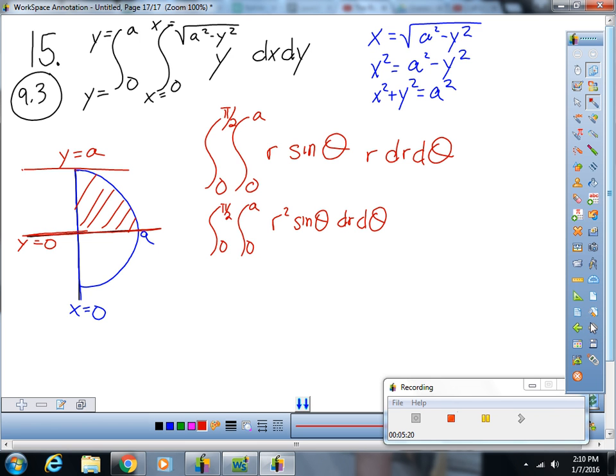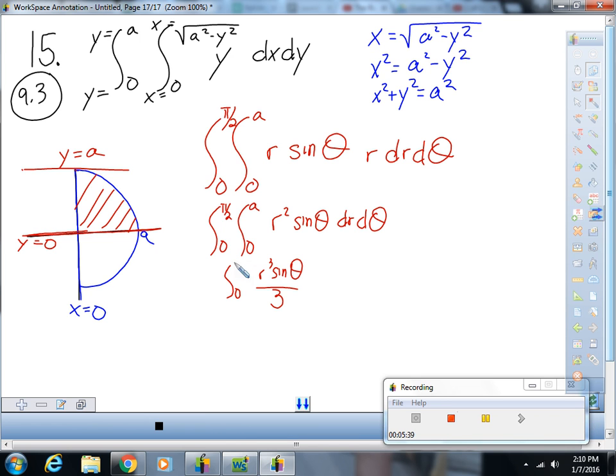We're integrating this with respect to r first, so it's 0 to pi over 2 of r cubed sine theta over 3 as r goes from 0 to a d theta. Okay? So that's going to be a cubed over 3 is a constant. Do you agree with that? So I'm just going to take that out of the integral.